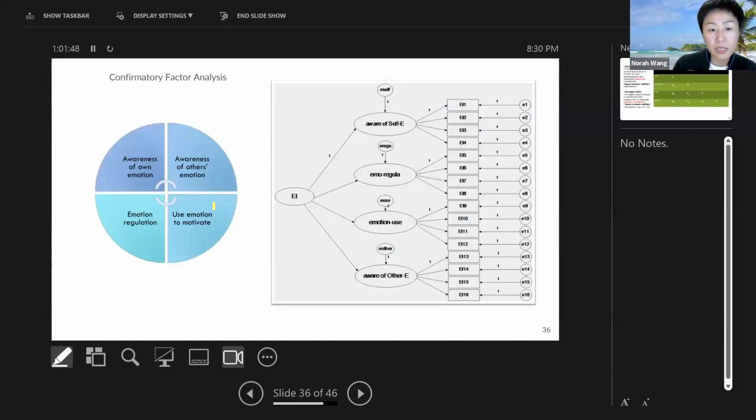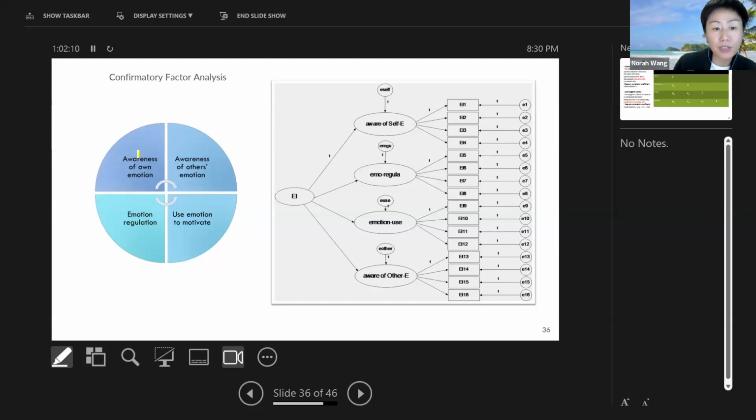So this is basically the scale structure. For example, this is the factor structure of emotional intelligence. The emotional intelligence scale has 16 items. Because it's latent, we cannot directly measure it. We develop 16 items.